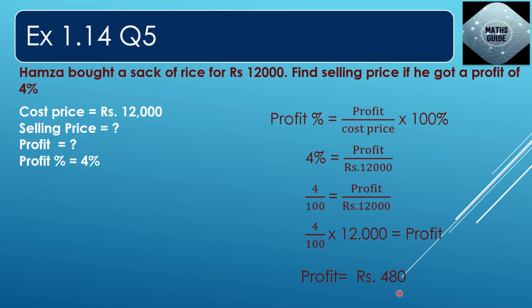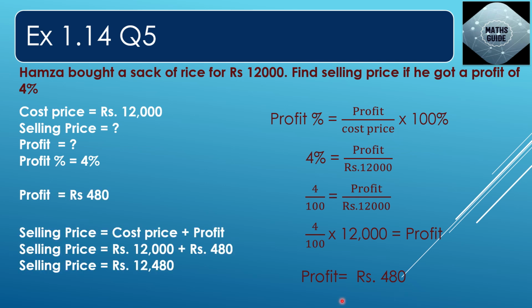When we add this 480 to the cost price, we get the selling price. So selling price is equal to cost price plus profit, that is 12,000 plus 480. This is the selling price, 12,480. It means the selling price is 12,480. When we subtract the cost price from this, we get the profit of 480. So this formula is very important to find profit and loss if it is not given.